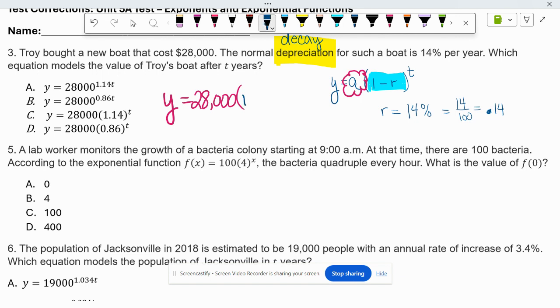Well, what is r? We just calculated it. 0.14. You're right, 0.14. It's the same exact thing to the power of t. So which equation to the left matches this? C. No, it doesn't. That's not minus. D. 1 minus 0.14 is 0.86.